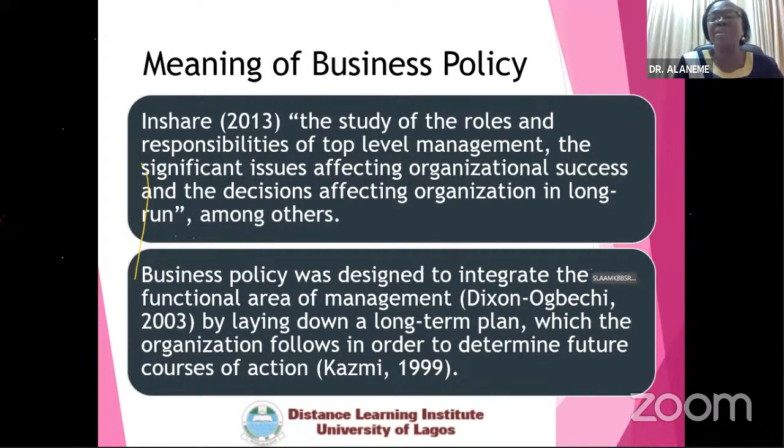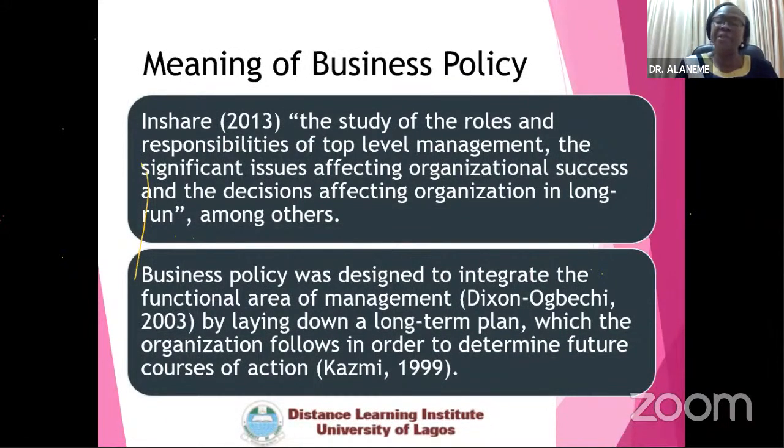That means business policy is not done by just anybody. It is done by the top management. So what is their role? What is their responsibility? How do they attend to issues that will affect their organizational success? How will they take decisions that may also affect their organization in the long run?